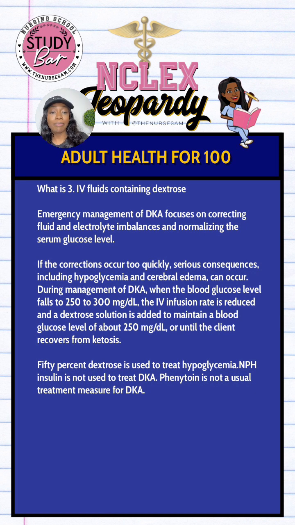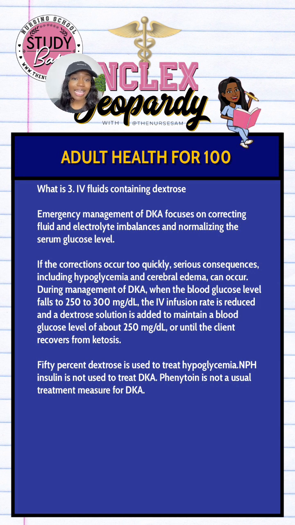50% dextrose is used to treat hypoglycemia. NPH insulin, which is what acting? Answer that really quick. NPH is what kind of acting insulin? With speed, with rate. It says NPH insulin is not used to treat DKA.